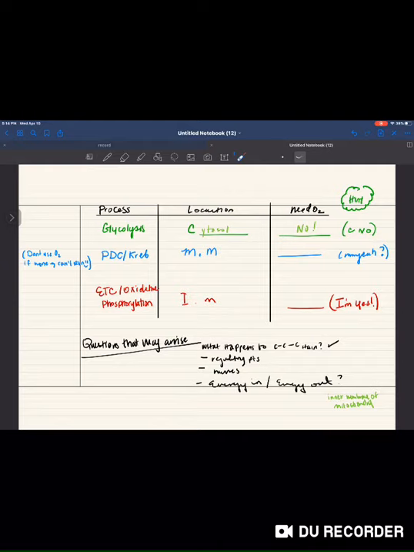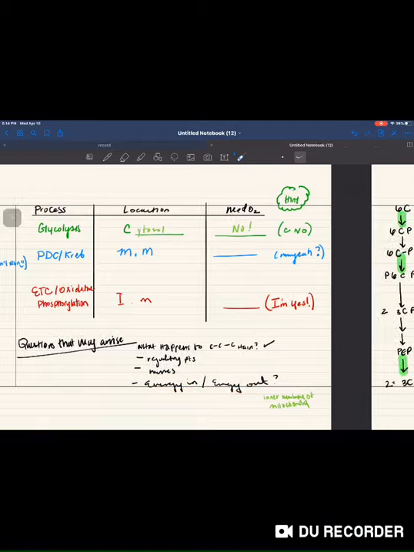So I'm going to have 4 quick slides that talk about what we need to do great on the MCAT to understand glycolysis, at least the parts that we need to understand well so that we can perform well. That is what happens to the carbon chain, where the regulatory points are, names, and energy in and energy out.